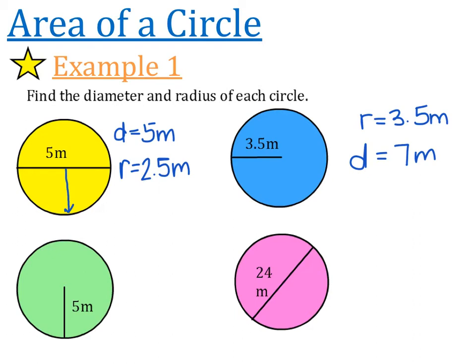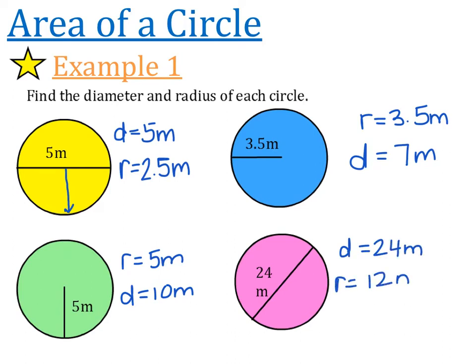Okay, same for the green one. The green one is giving us the radius, so the radius is 5, so the diameter must be 10. In the pink one, the diameter that they gave us is 24, so the radius must be 12, because we're only going halfway across. All right, now that we know the difference between the radius and the diameter, let's go ahead and try some questions.